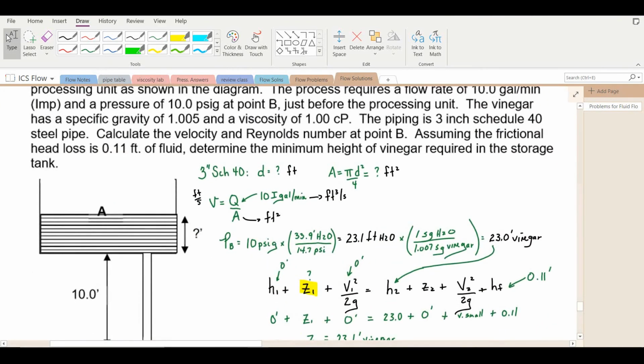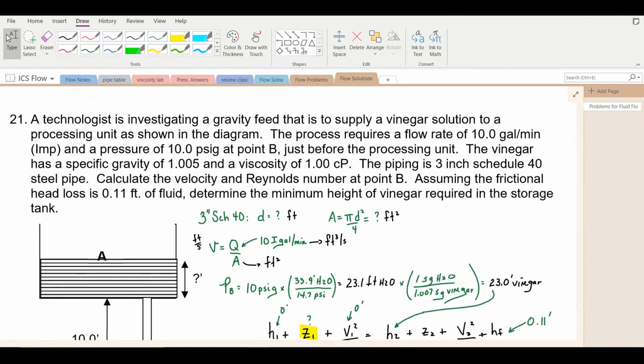So we're going to need the diameter of the pipe. We're told it's schedule 40, and I didn't work it out for you, but you can do that. From the diameter you can calculate the cross-sectional area, pi d squared over 4, and make sure you're working in square feet.